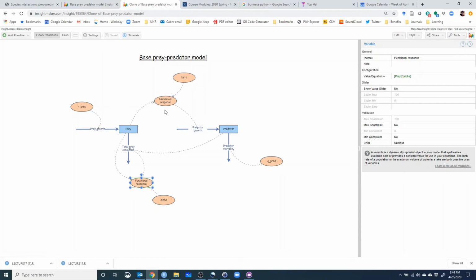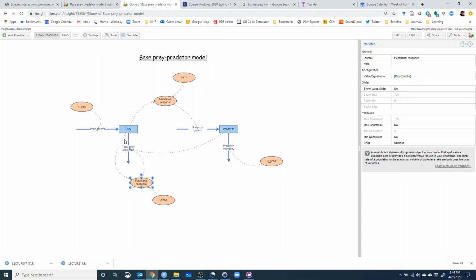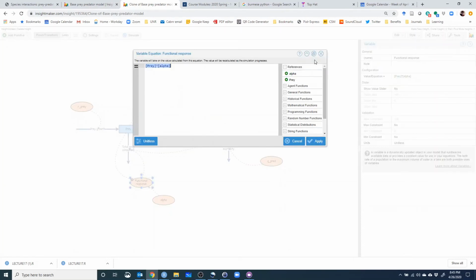And let's compute the total prey consumed. All we have to do is take that functional response and multiply it by the number of predators, because the functional response is per predator. That's the prey consumed per predator as a function of the total number of victims. Now we have to multiply that by the total number of predators, and that gets the total number of victims consumed per time step, and that is our model. So for functional response, it's just alpha times prey, and for total prey consumed, it is the functional response times the total predator population.